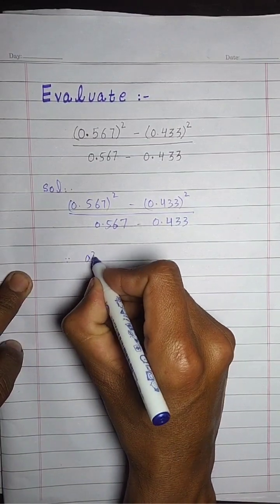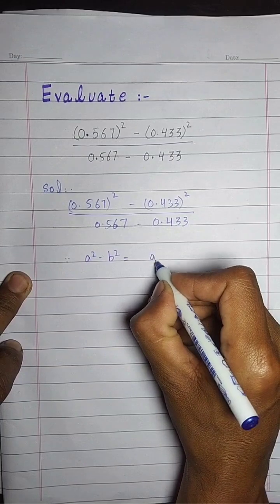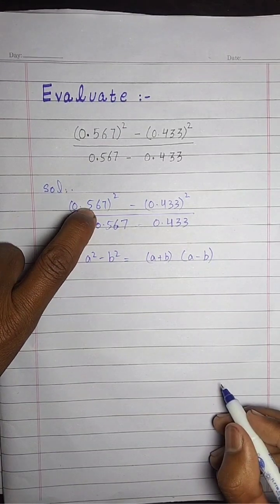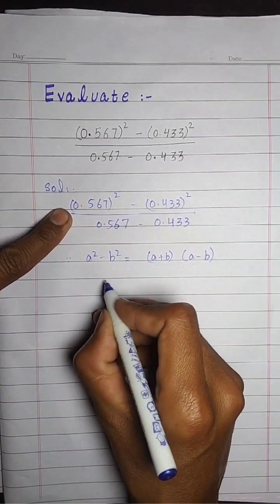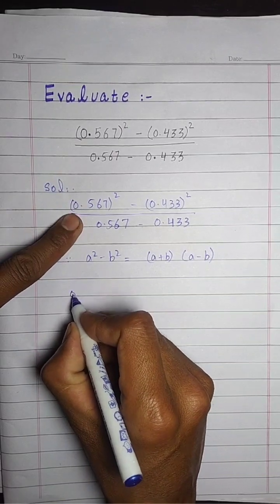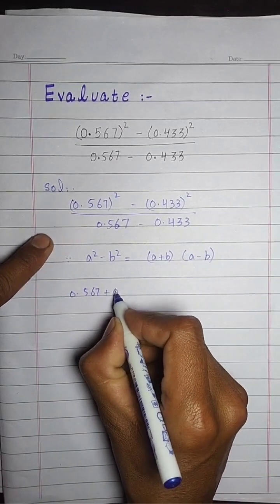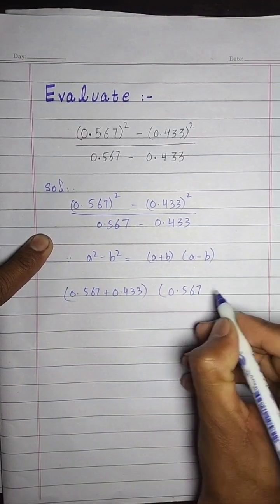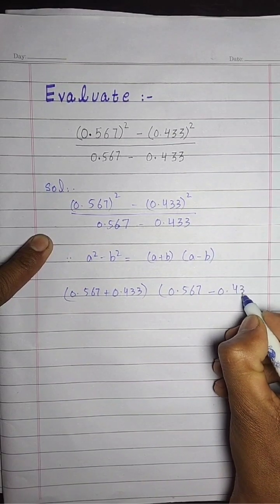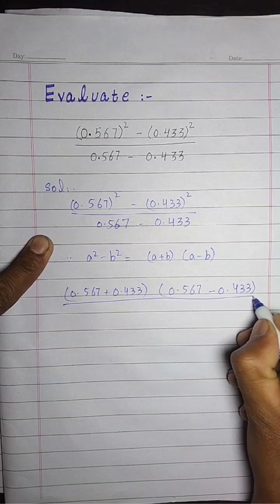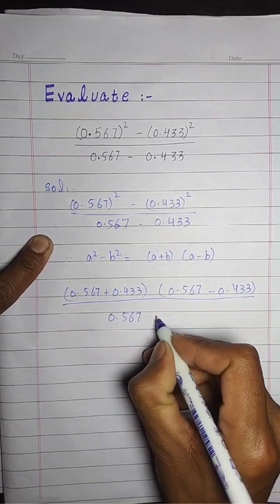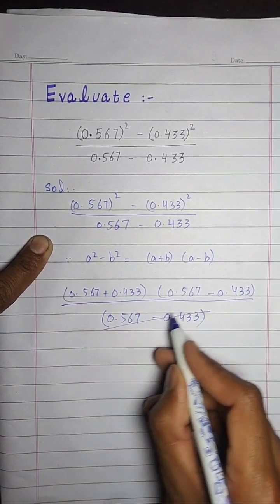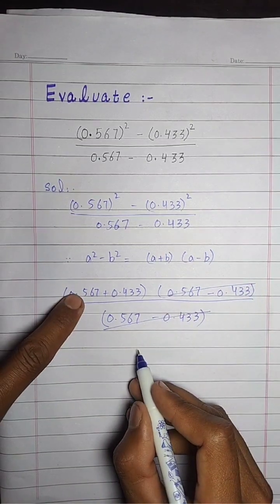As we know, a square minus b square is equal to a plus b times a minus b. First value is a, second value is b. So it will become 0.567 plus 0.433 and 0.567 minus 0.433 divided by 0.567 minus 0.433. Students, as we know, both these values are same, so by cutting we will get only this.